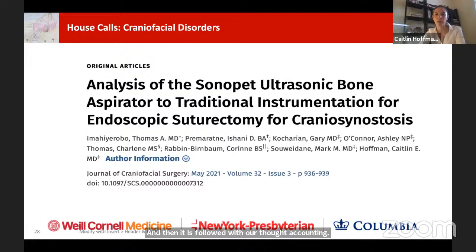This is our recent publication of the use of that Sonopet ultrasonic bone aspirator for the removal of bone. The reason that we developed this technique is that it allows for hemostasis as we remove that bone, meaning that it cauterizes and decreases blood loss. It also is a very small, precise tool that allows us to remove the entirety of the suture very completely, in ways that were not previously as possible with typical high-speed drills and rongeurs. I think that we get a better release that allows for earlier correction in these children and potentially a better long-term outcome.